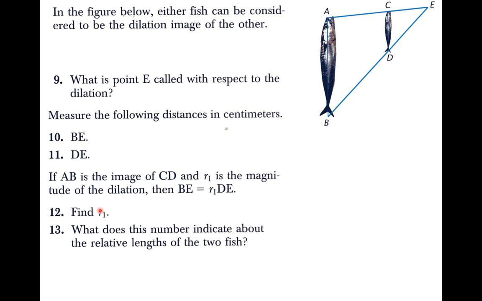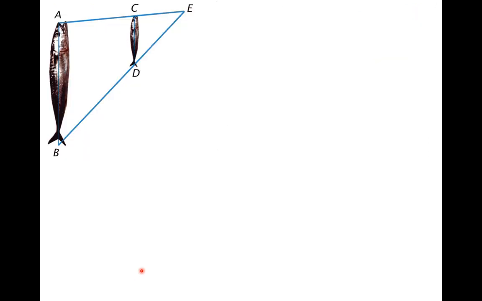What does this number indicate about the lengths of the two fish? So this magnitude number here should tell you something about these two fish. Now you're going to measure AB and CD and find the ratio of those two. Compare them.